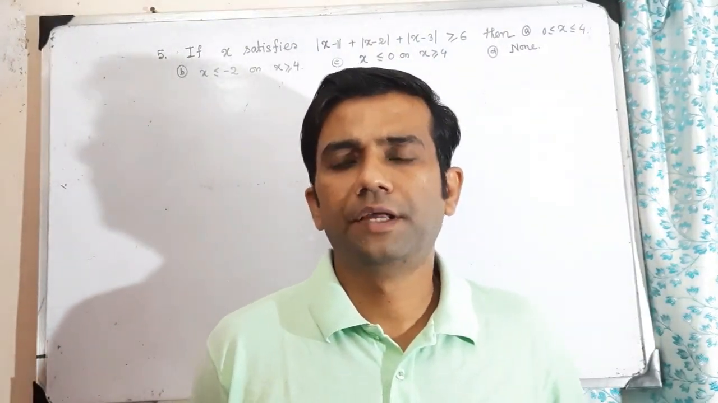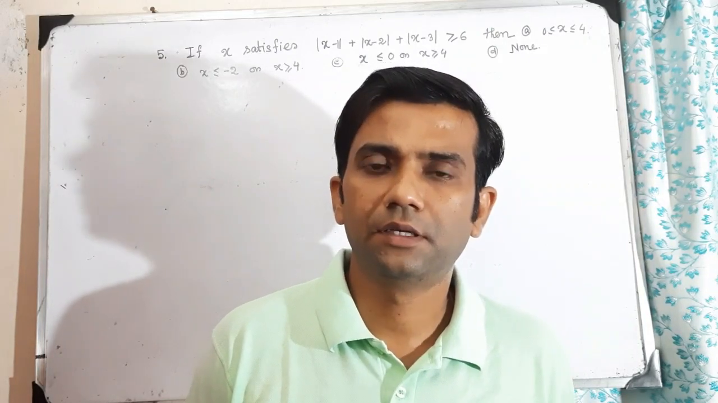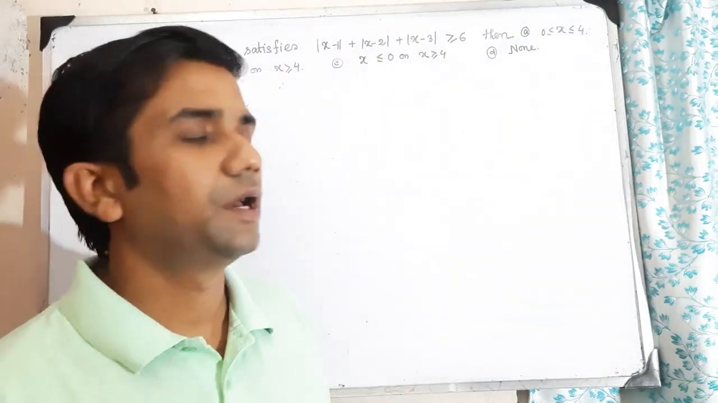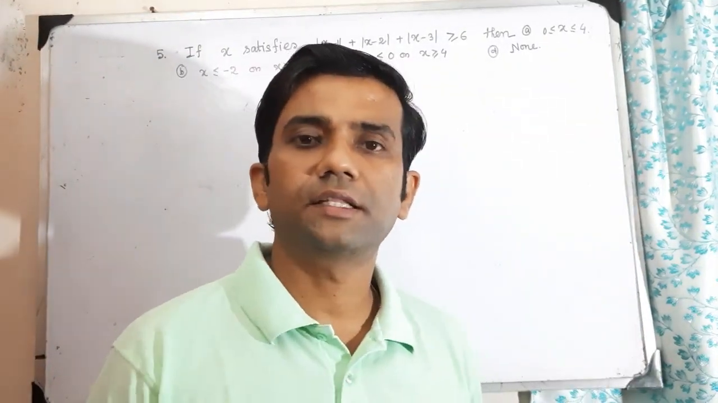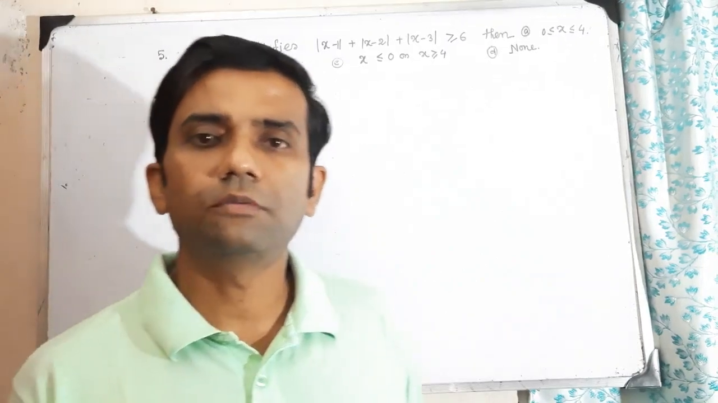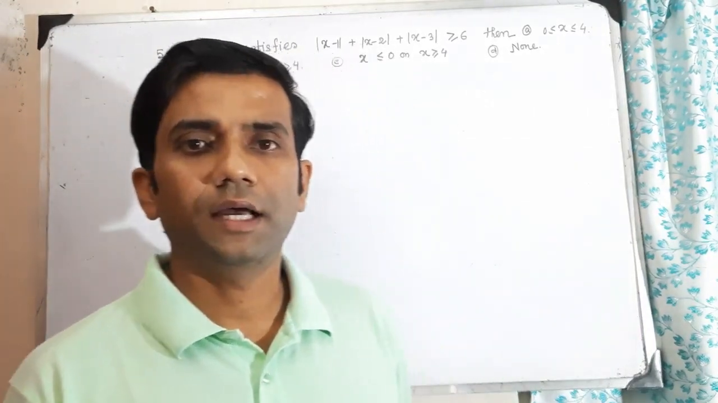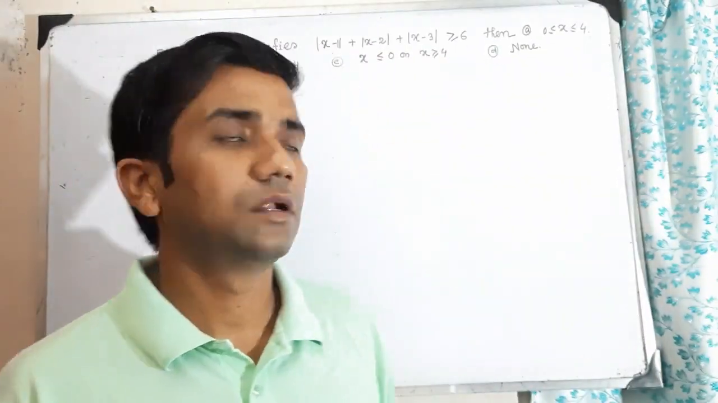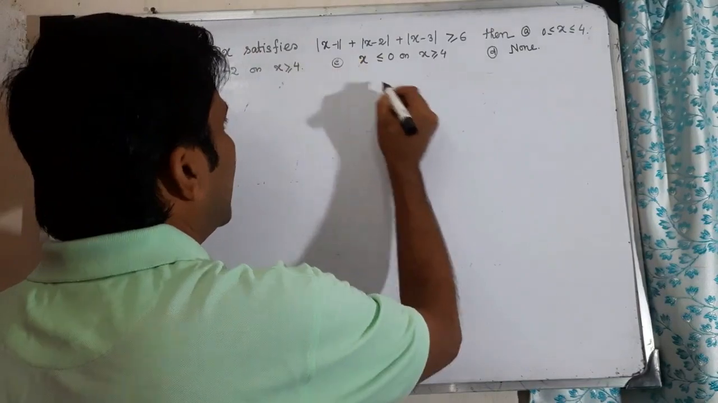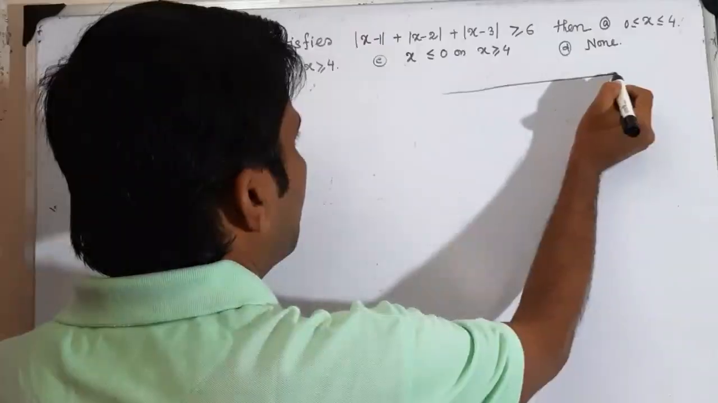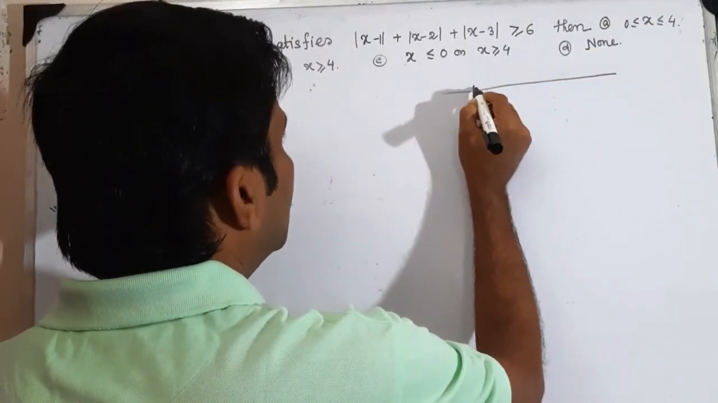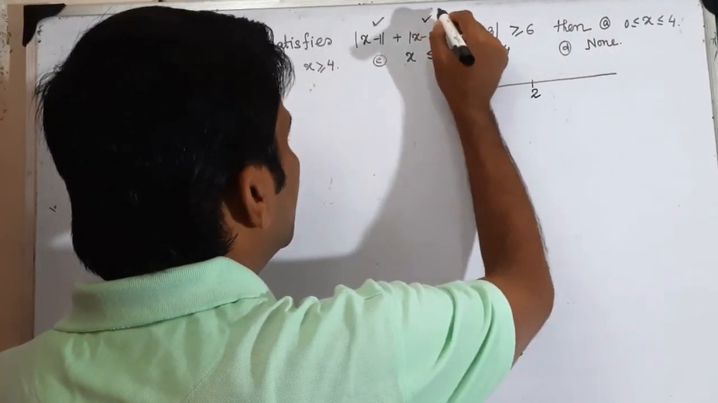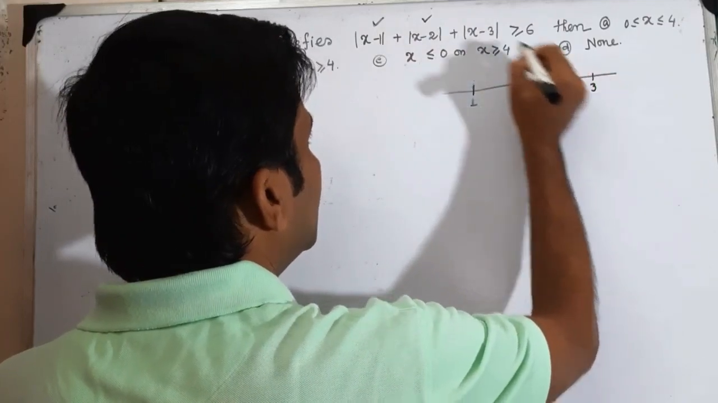So students, this is a very particular problem. Here are three modulus: mod of x minus 1, mod of x minus 2 and mod of x minus 3, and this is greater than or equal to 6. To solve the problem, you have to understand where the expression becomes 0. Look here, where the expression is 0: at the point 1 this is 0, at the point 2 it is 0, and at the point 3 this is 0.